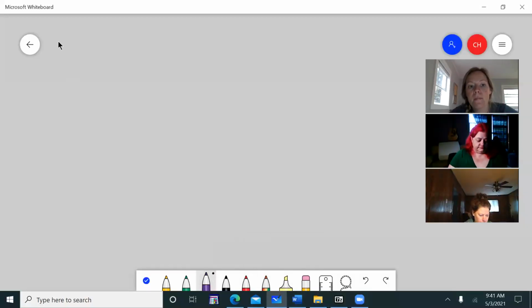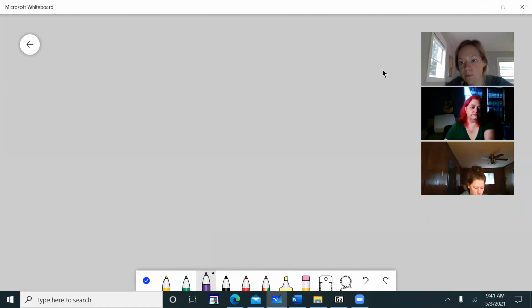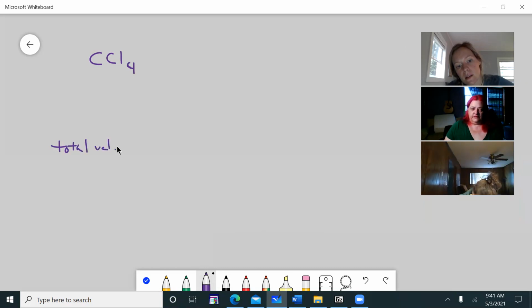So we will kind of smush this together with Lewis dot structures as well. I want you to draw the Lewis dot structure for CCl4. To help a little bit, what is the total number of valence electrons? All right, what is the Lewis structure? You can just draw it up here somewhere.